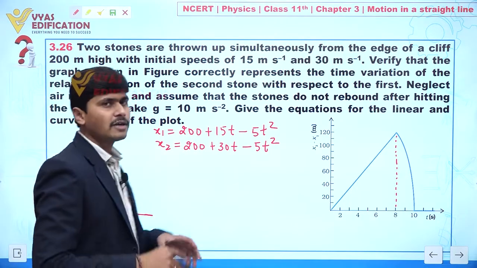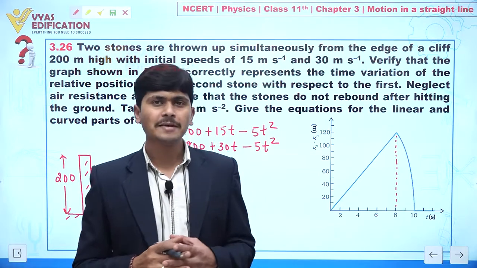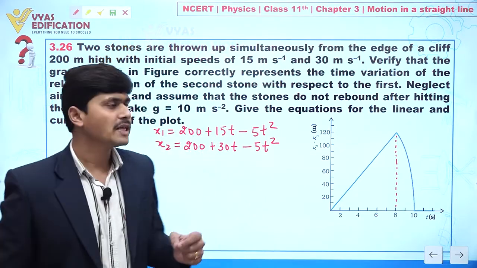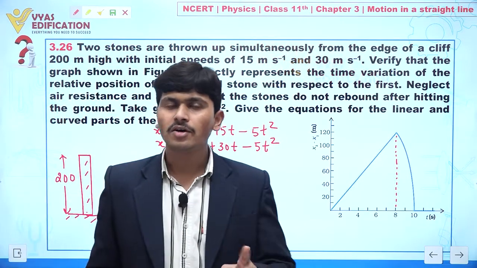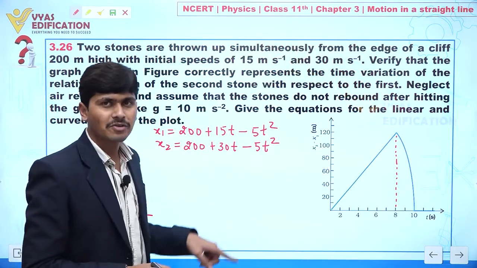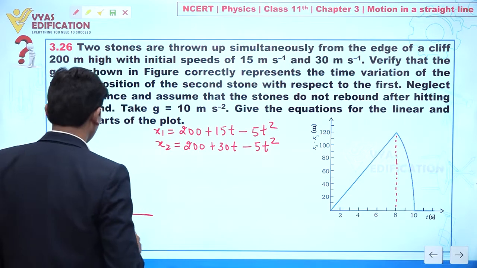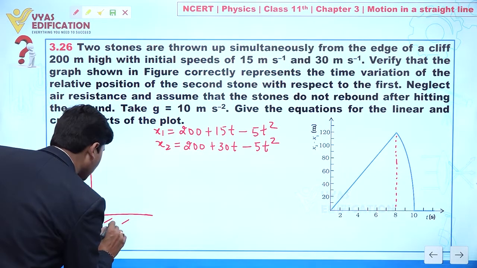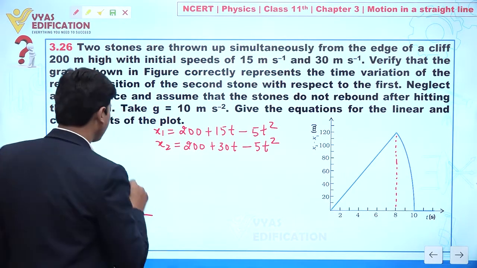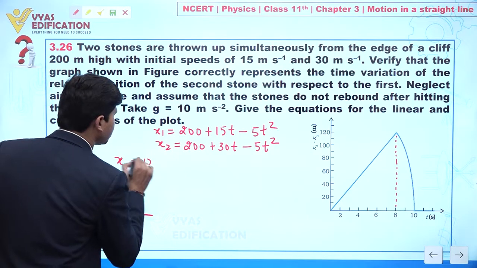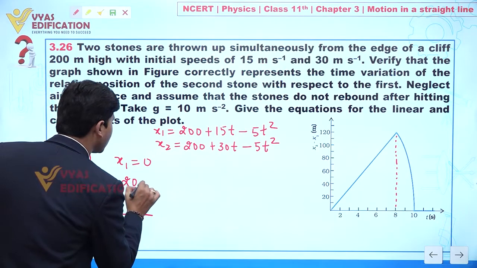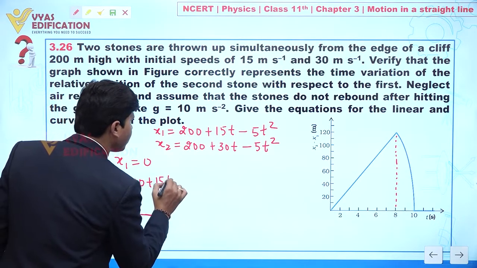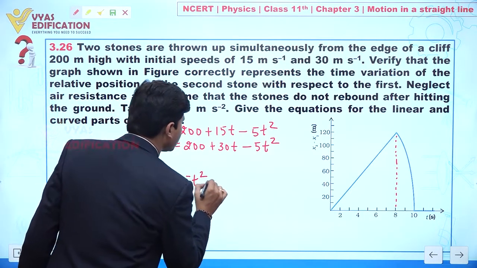Now first we will try to find at what time stone number 1 or stone number 2 hits the ground. If we are taking reference as this ground, first I am finding when x1 will be 0. So when we put this, we can write 200 plus 15t minus 5t square should be equal to 0.